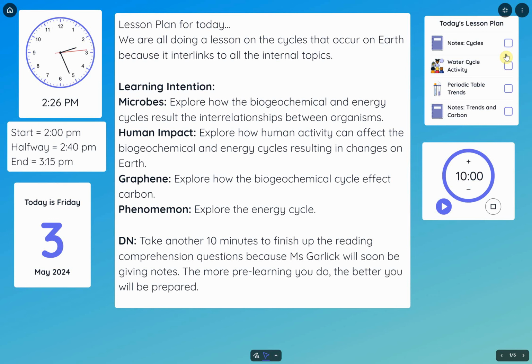So for the microbes people, you're really going to be focusing on nutrient and energy cycles, because understanding nutrient and energy cycles can help you justify then why pathogens are infecting our human body. Does that make sense to you guys? Do you want me to repeat that? Or are you okay? All right.